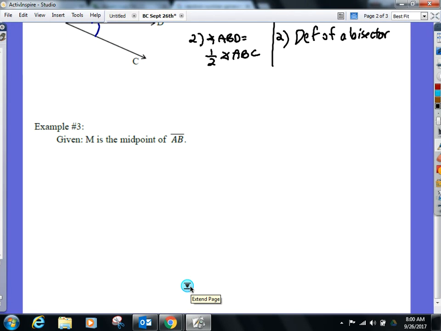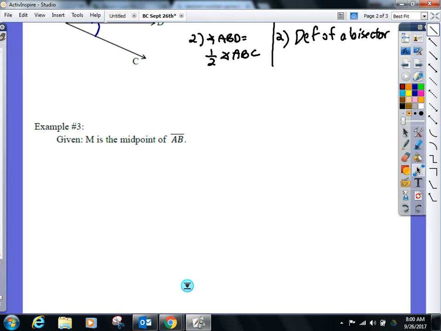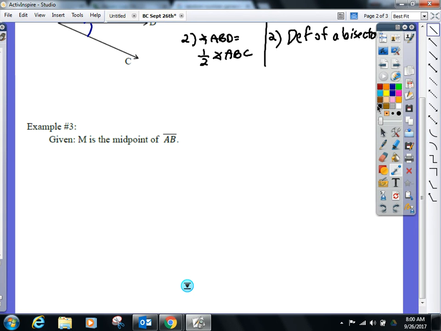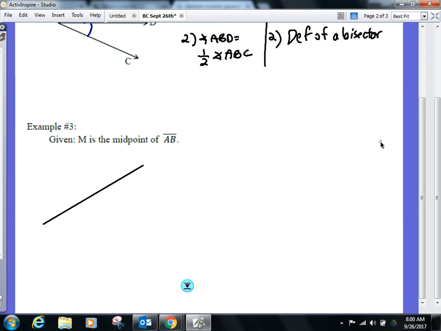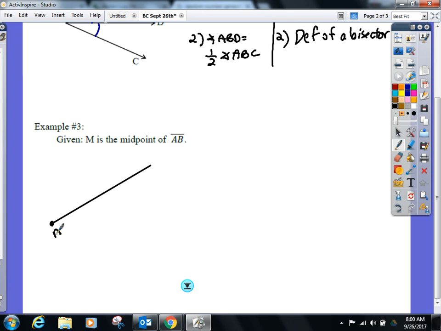What am I missing from number 3 that I had the last 2 problems? Oh, I'm so sorry, honors kids. No diagram. Looks like we're going to have to make our own, huh? Okay, that's all right. Given M is the midpoint of line segment AB. So go ahead, line segment AB. Put M on there. Make your own markings right now. What markings did you just put on your diagram here?